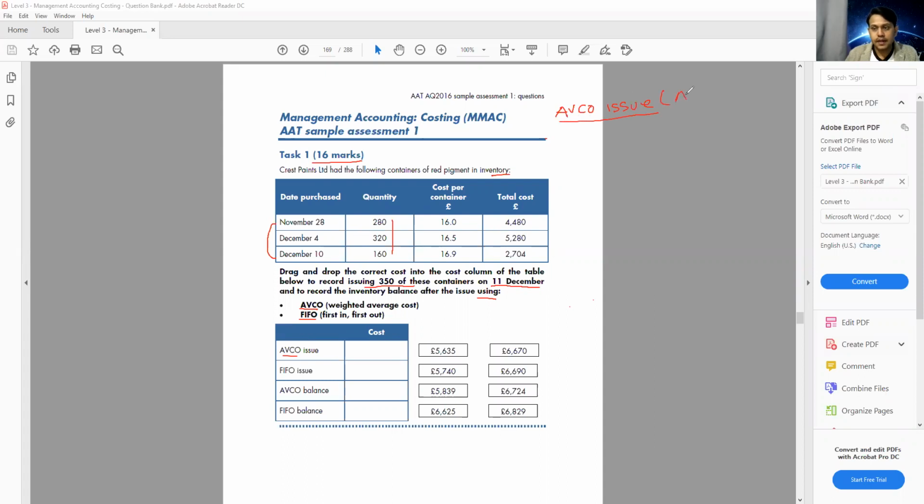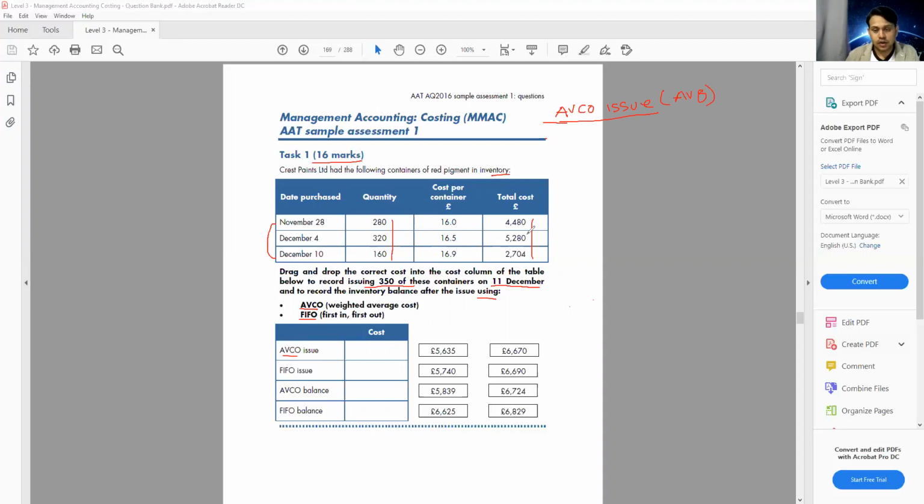Remember, AFCO is the average value. In AFCO, all you need to do is find the average price of the unit. How many units have you purchased so far, and how much is the total cost? If you divide the total cost by the number of units, it will give you the average cost per unit. So we'll add all the costs and all the units.